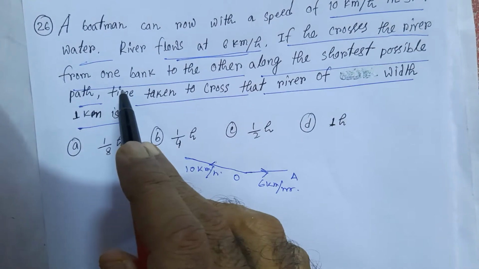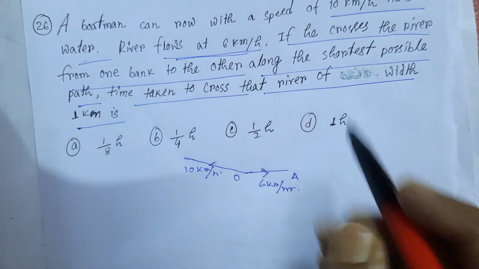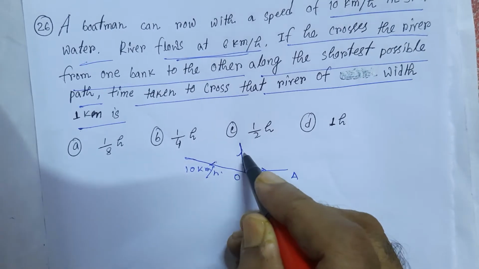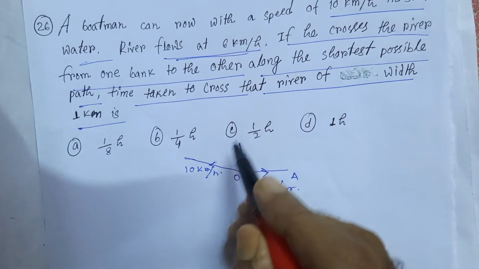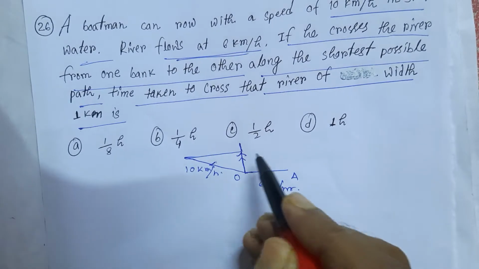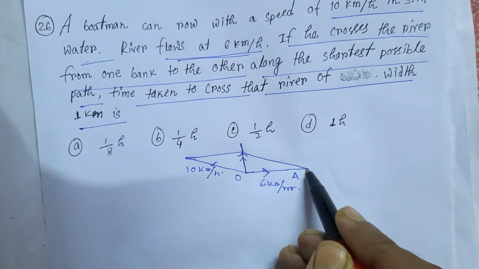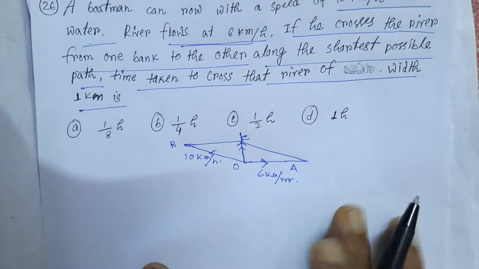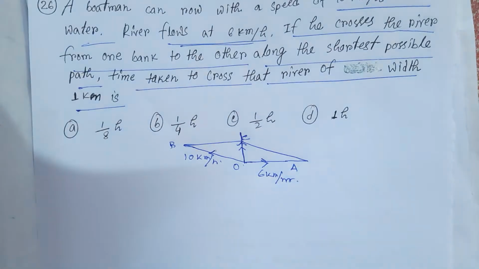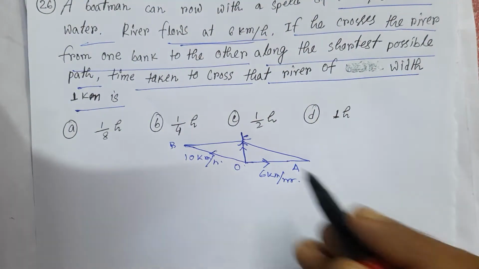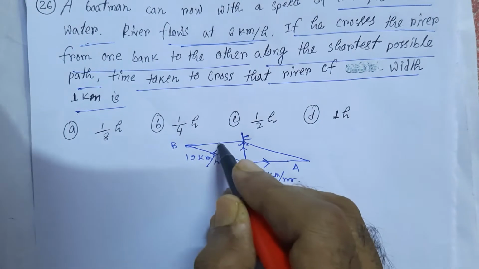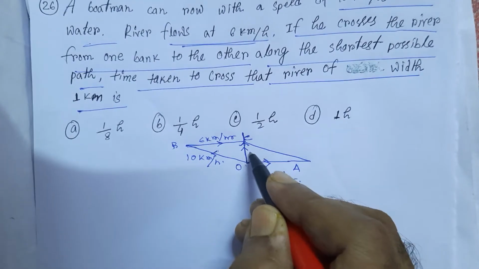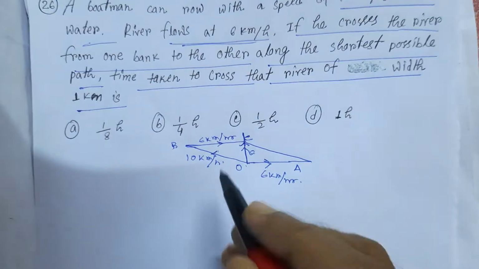He crosses the river from one bank to the other along the shortest possible path, that is the perpendicular way, perpendicular to the flow of the river. So we will get OC as the resultant vector. So the resultant velocity will be given by the vector OC. If OA is 6 km per hour, then BC is also 6 km per hour. So let OC equal V.